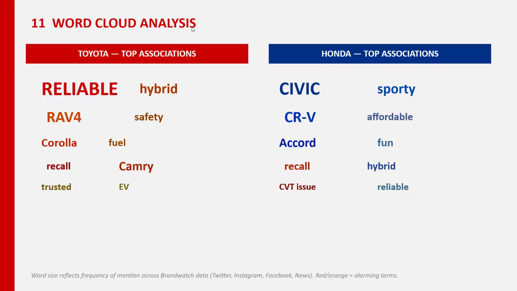Now, let's look at some word cloud analysis here. It's one of the most visually intuitive tools Brandwatch offers. The size of each word reflects how frequently it appears across social media posts, comments, and news articles mentioning the brand. For Toyota, the dominant word, the biggest, boldest term, is reliable. That says everything. Right behind it are hybrid, RAV4, safety, Camry, and Corolla, all positive product-driven associations.